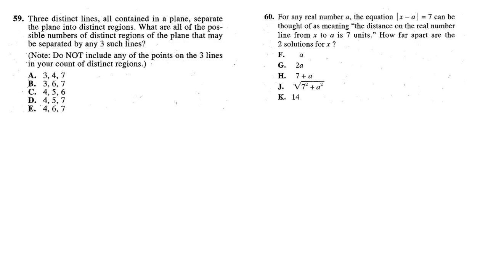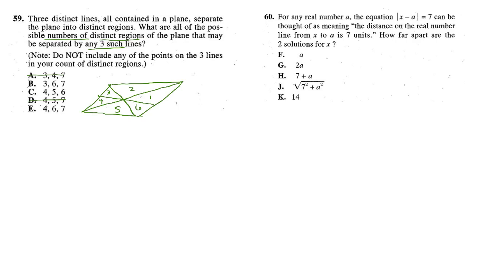3 distinct lines, all contained in a plane. All right, so what are the possible numbers of distinct regions of the plane separated by any 3 such lines? So let's draw us a plane. And I would start with the diagonals. So there's one distinct line. Here's another distinct line, but we've got to have 3. So if I throw in a third line, we've got 1, 2, 3, 4, 5, 6 distinct regions. So that one doesn't have 6.